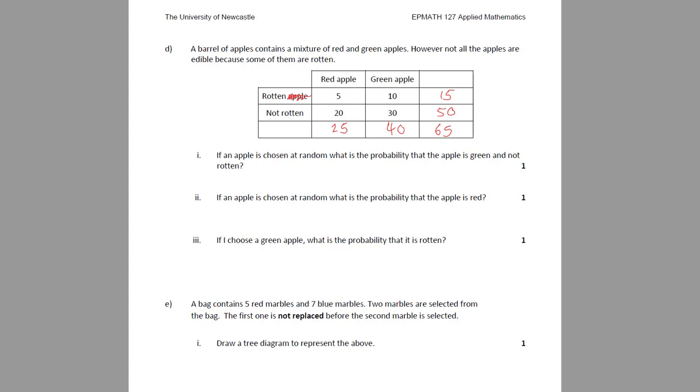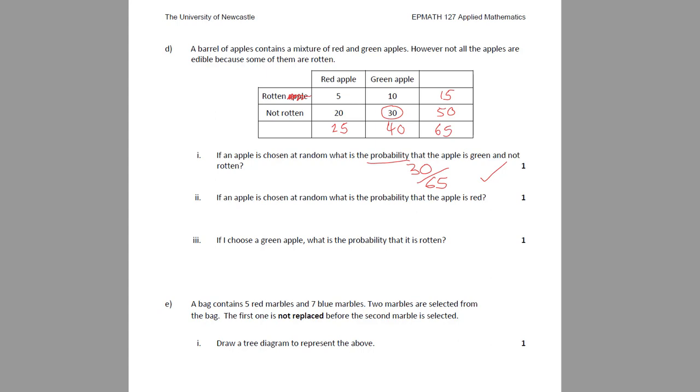Everyone's happy. If an apple is chosen at random, what is the probability that the apple is green and not rotten? Not rotten and green. And it says probability. So 30 of them are green and not rotten out of 65. Simplify it if you want, but it'll do.